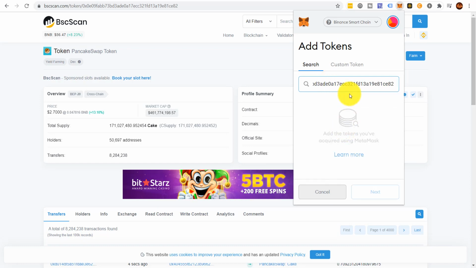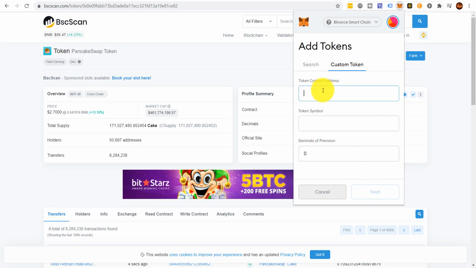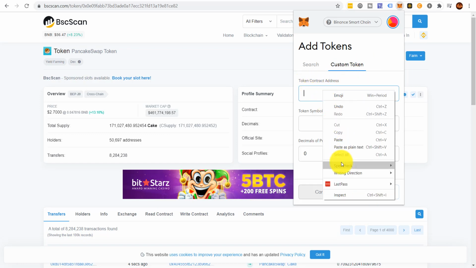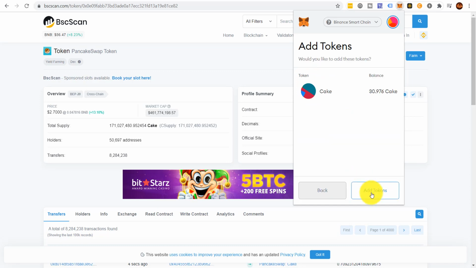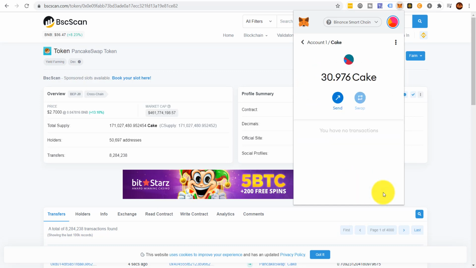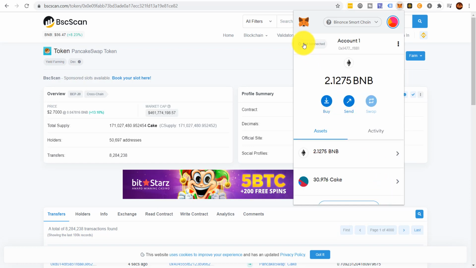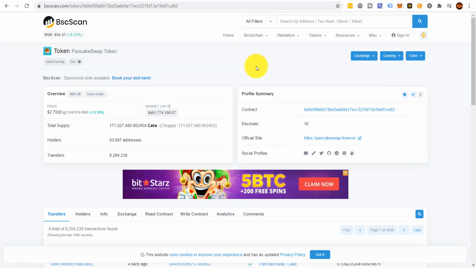You do the exact same thing, by the way, to add an Ethereum token. You go to custom, you put in a contract address. Click paste. Click add token. And then it should show up and we go back. Yep, there we are. So we got BNB token. We got some Cake token. Now we'll go back to PancakeSwap.